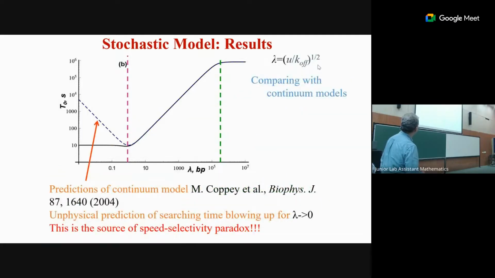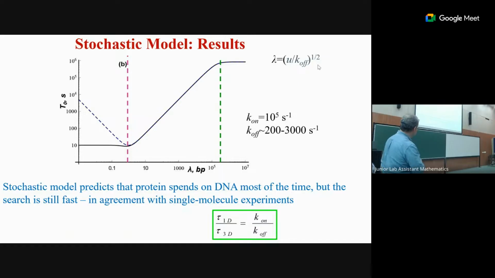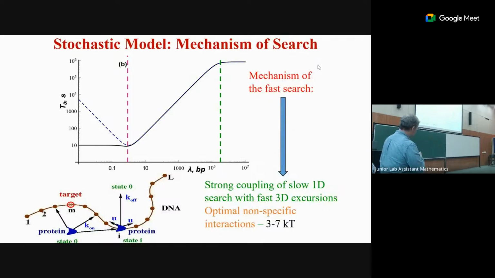Good. So we can do the calculation. The theory is consistent. Stochastic theory is consistent with all experimental observations, and not only is stochastic theory successful, but it also can provide a very reasonable explanation of this phenomenon. So the idea of the fast search is that there is a strong coupling between slow 1D search and fast 3D excursion. So your protein comes to DNA, scans, but because its non-specific interactions are not too strong, it goes away. But because this non-specific interaction exists, it wants to come back. So you're effectively increasing the speed of your system.